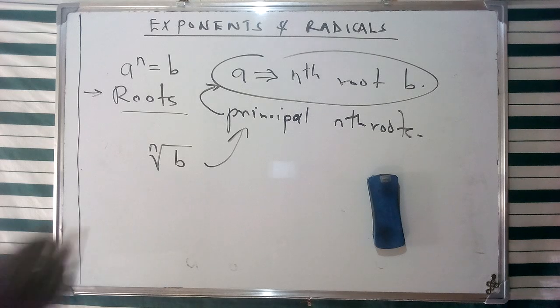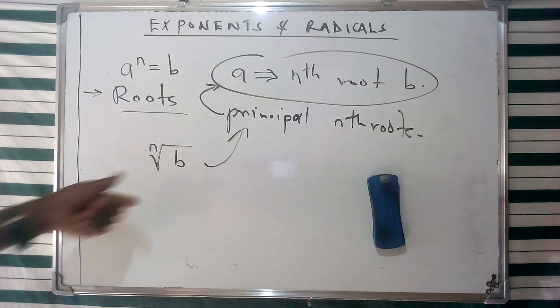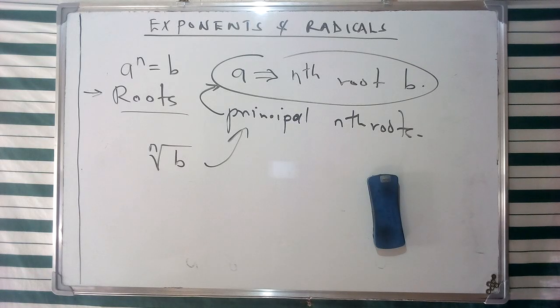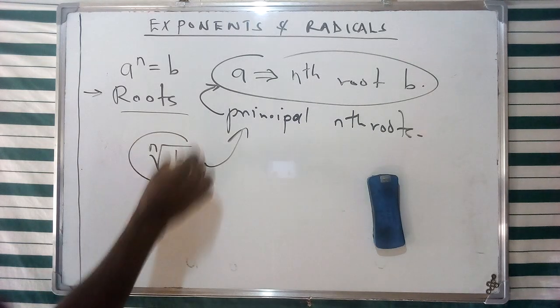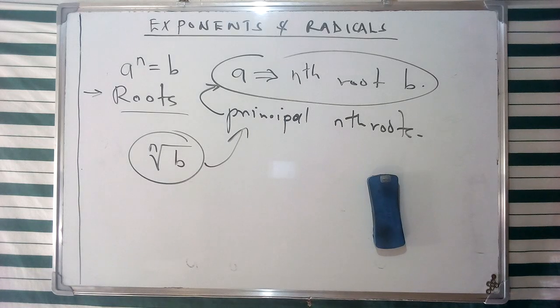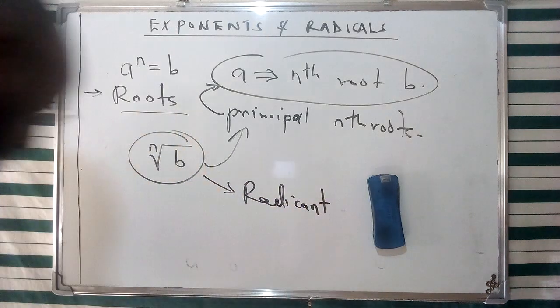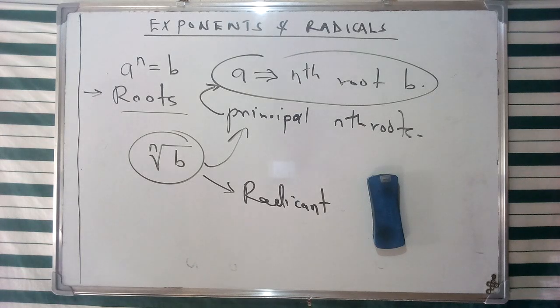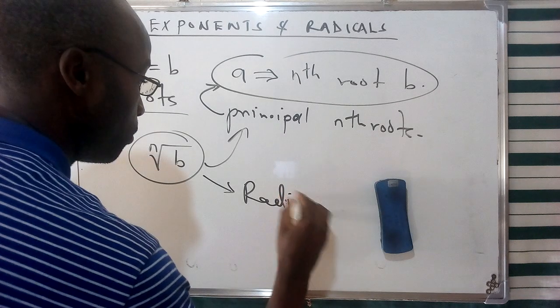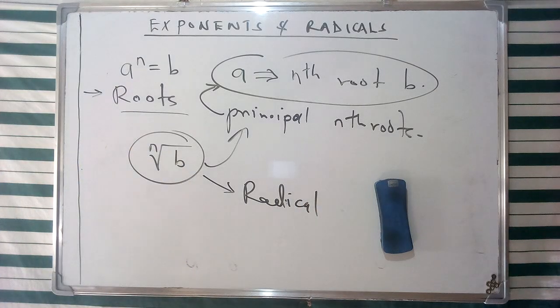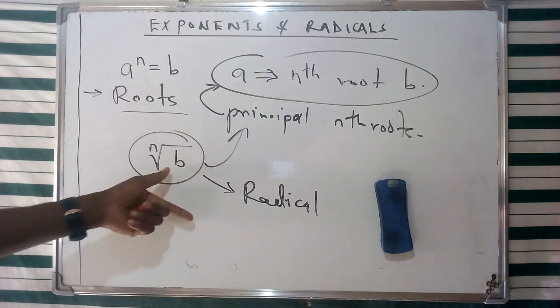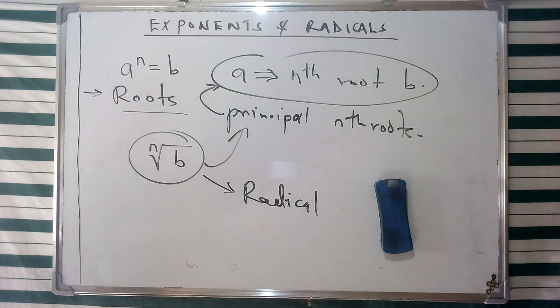From this expression, we can define various terms which are going to be used in this case, whereby this is the nth root of this specific number b, and this number b is called another name which we refer to as a radicand. The whole is going to be referred to as a radical expression, and this specific number, the product of this number, is going to be referred to as a radicand.